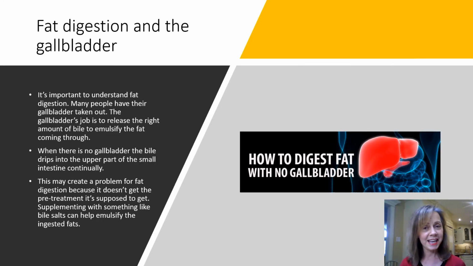It's important to understand fat digestion. Many people have had no choice but to get their gallbladders taken out. The gallbladder's job is to release the right amount of bile to emulsify the fat that's coming through. When there is no gallbladder, the bile drips into the upper part of the intestine continually. This may create a problem for fat digestion because it doesn't get the pre-treatment it's supposed to get. Supplementing with something like bile salts can help emulsify the ingested fats.